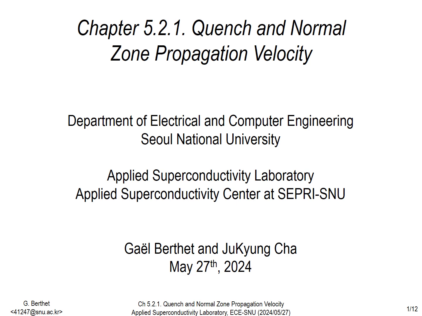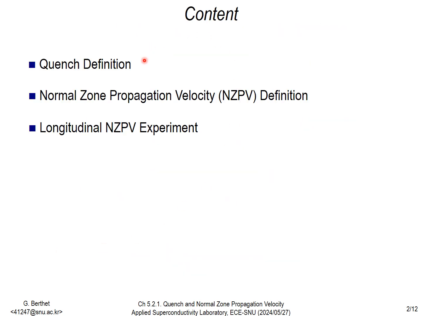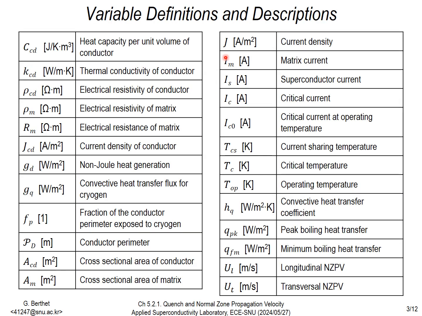Welcome back to the course on superconductivity. Today we're going to talk about quench and normal zone propagation velocity. We'll first define what a quench is, describe the normal zone propagation velocity, and finish by showing how the experiments are usually done. We'll use these variables in the equations, so feel free to pause the video and take a screenshot of this table.